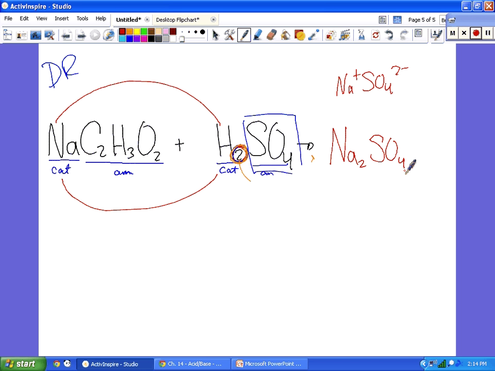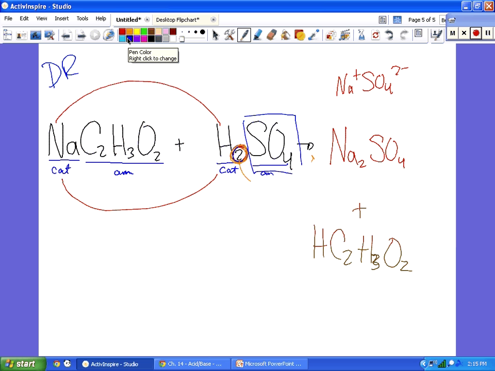All right, now because of space, I'm just going to go below it. H is now with acetate. Well, we know that H is a +1, acetate is a -1. So we have HC2H3O2. Now your formulas are done. They're correct. Is it balanced?